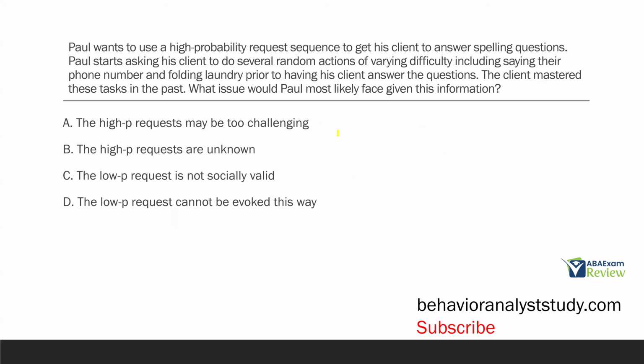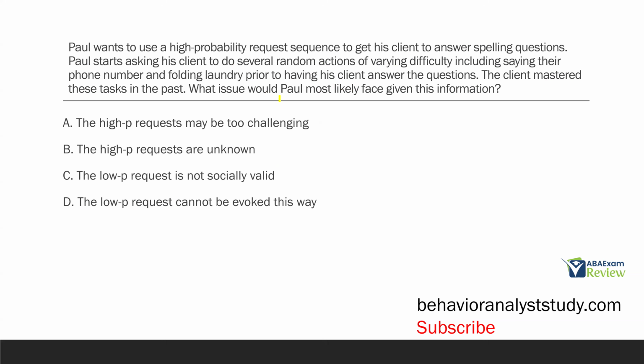Paul wants to use a high probability request sequence to get his client to answer spelling questions. Paul starts asking his client to do several random actions of varying difficulty, including saying their phone number and folding laundry, prior to having his client answer the questions. The client mastered these tasks in the past. What issue would Paul most likely face given this information?